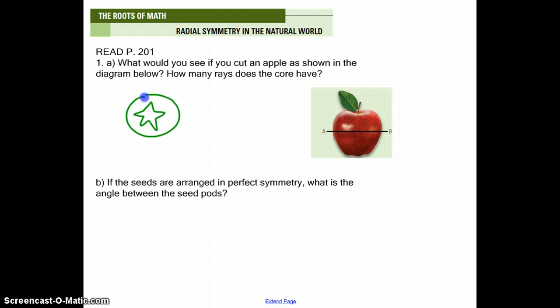Now if that had to add up to a total of 360 degrees, and there's 5 of them, you divide it by 5 to get each angle would be 72 degrees.